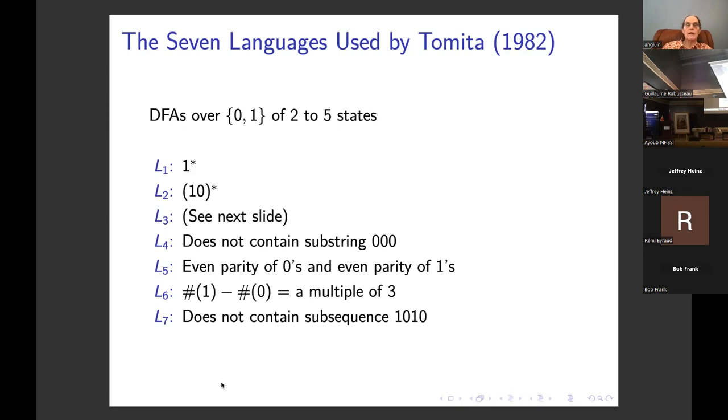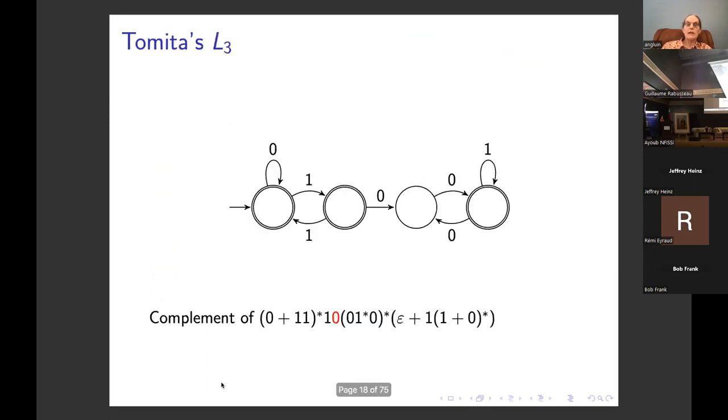So most of the languages are quite intelligible. So L1 and L2, strings of ones, strings of repetitions of 1, 0. L3 is a bit more complicated. We'll talk about it next slide. L4 is a strictly local language that requires the string not to contain the substring 0, 0, 0. L5 and 6 are interested in the behavior of zeros and ones modulo 2 and 3. And L7 is a strictly piecewise language of strings that don't contain the subsequence 1, 0, 1, 0. And for these, the complete DFAs over 0, 1 to accept them range from 2 to 5 states. They're pretty small.